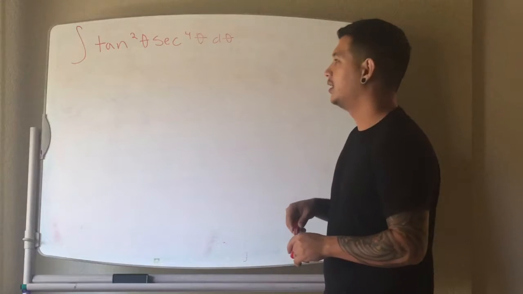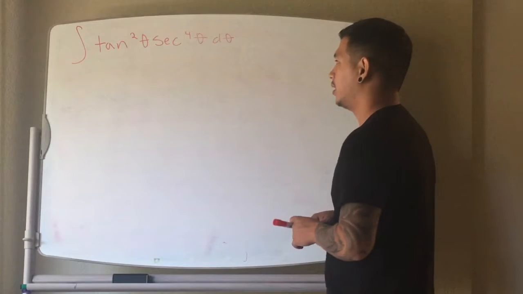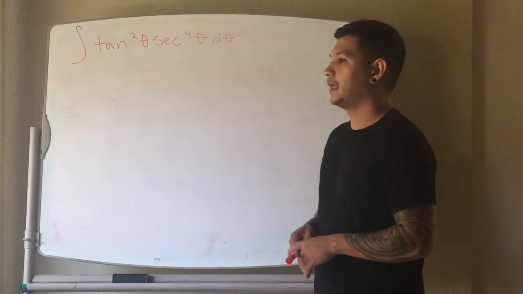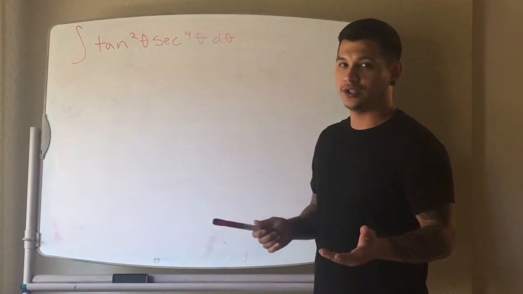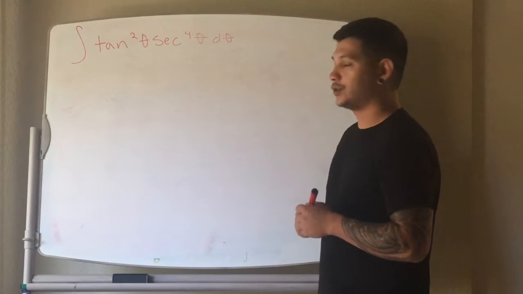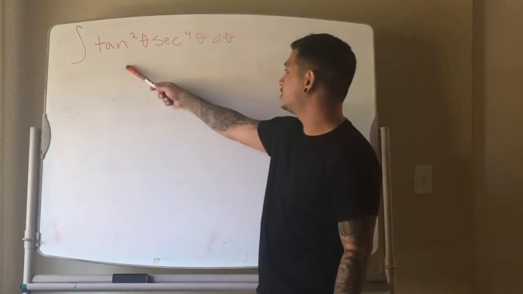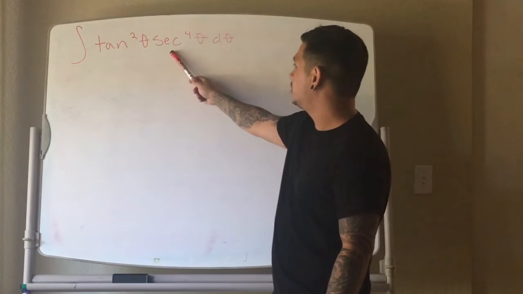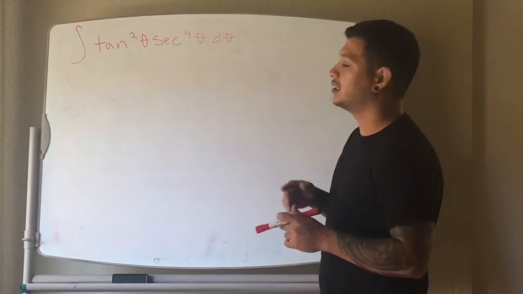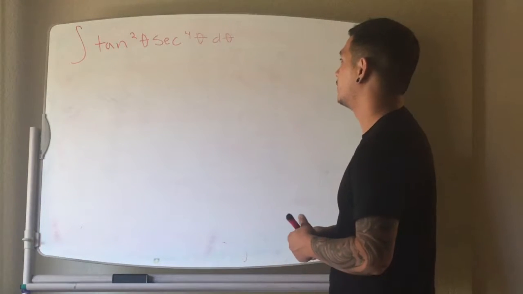Today we're going to be doing the integral of trigonometric functions. Now, it's going to be a little bit more of a complicated problem. So what we're going to do is strategize and see what we can do. First step is let's see what kind of indefinite integral we have. We have tangent squared theta, secant to the fourth theta, and we need to get the derivative of two trigonometric functions that are multiplied by each other.